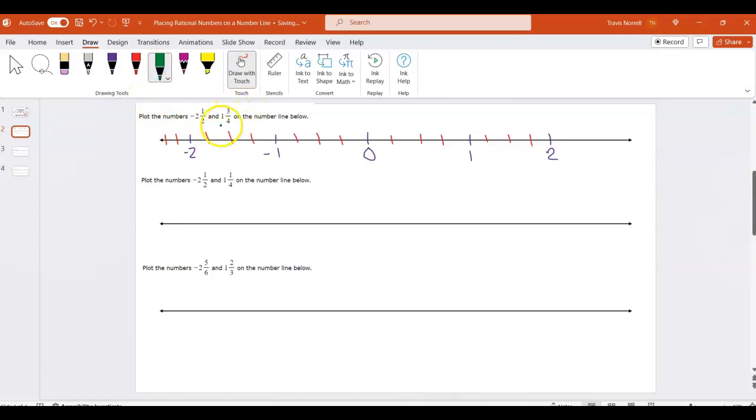Now, I'm going to have +1 3/4. So let's start here at 1. Here's 1 1/4, 1 2/4, 1 3/4. So here is where I would plot my points.